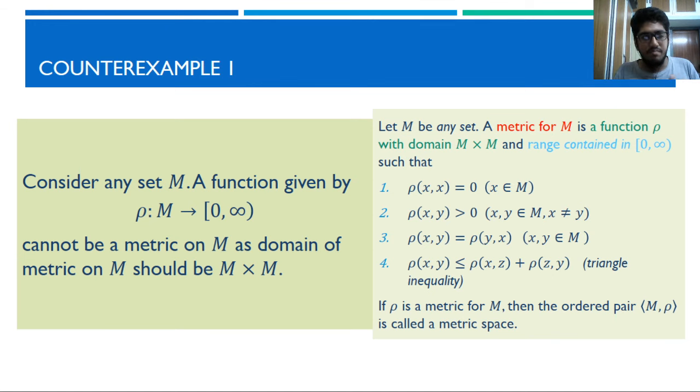Consider any set M. Now, a function given by rho from M to the closed interval 0 to infinity cannot be a metric on M. I've given the reason here, I should have hidden it actually. So, why is it so?